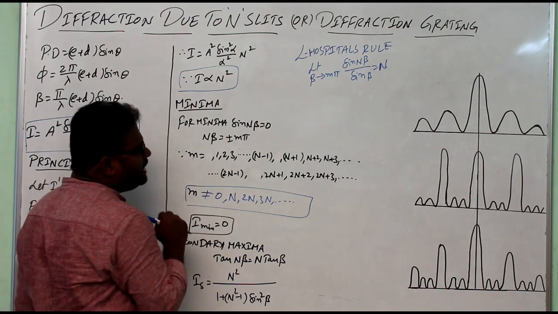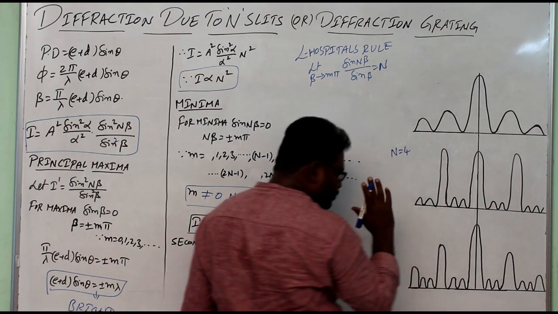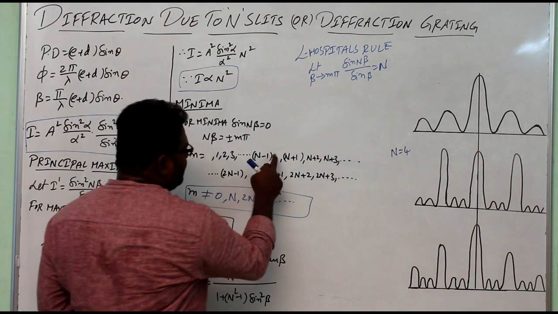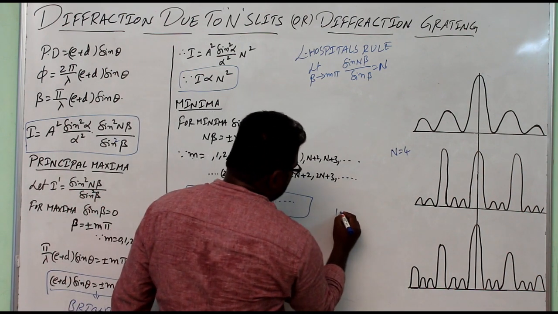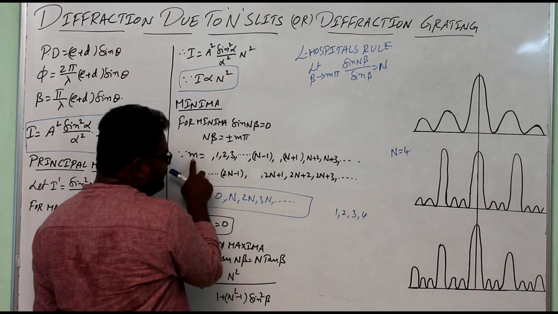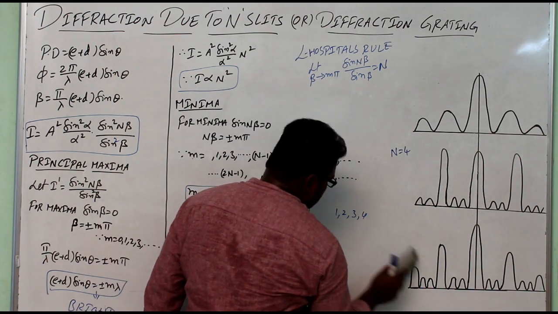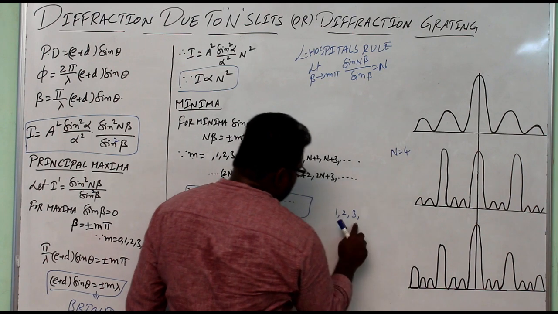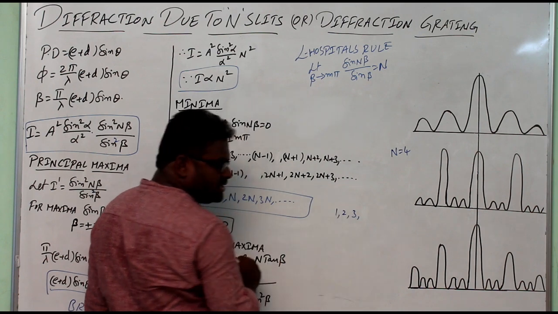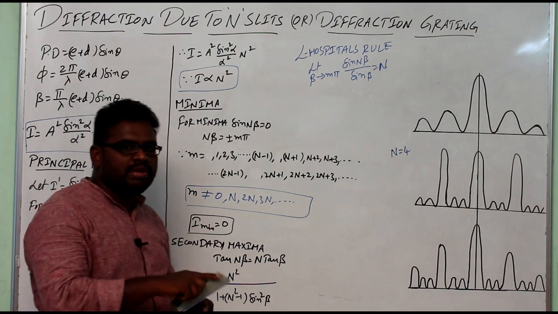Now if you clearly observe, suppose I have n number of slits, where n is 4. That means there are 4 slits, so 1, 2, 3, 4. Suppose we take the values of m here. Capital N is 4, so m can be 1, 2, 3. We should not take 4. All these are the number of minimas. That means there are 3 minimas. In between, for N slits, there are N minus 1 minimas.